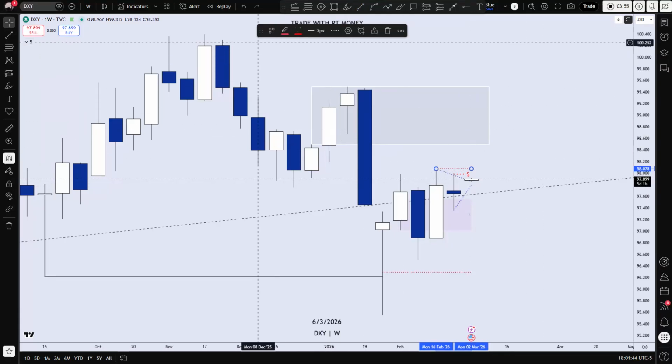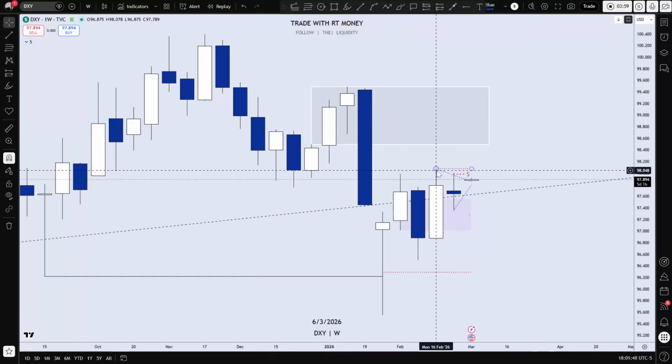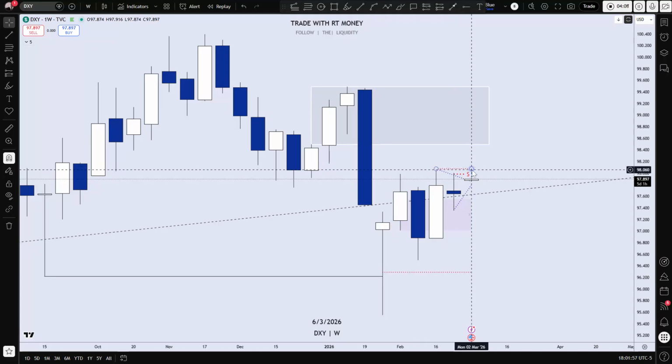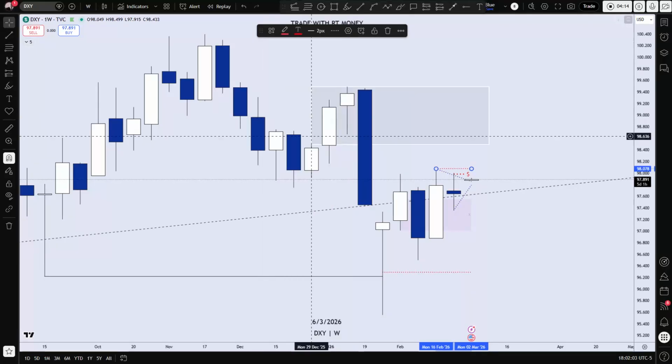So I'm looking at two targets: the consolidation high here, and this past weekly candle here. I'm looking at those to be the bullish targets, the buy side liquidity. That's what I'm looking at.